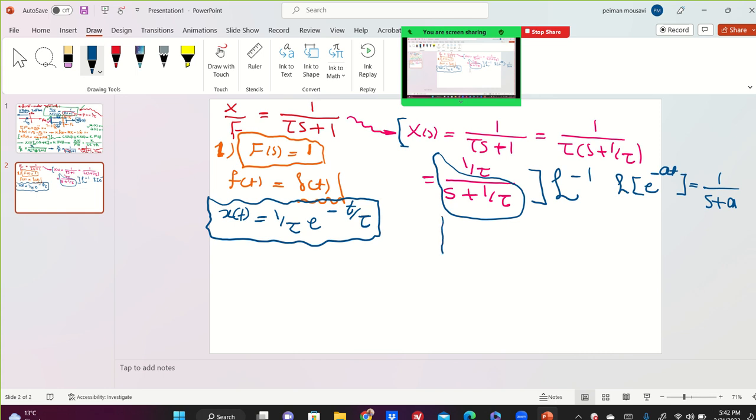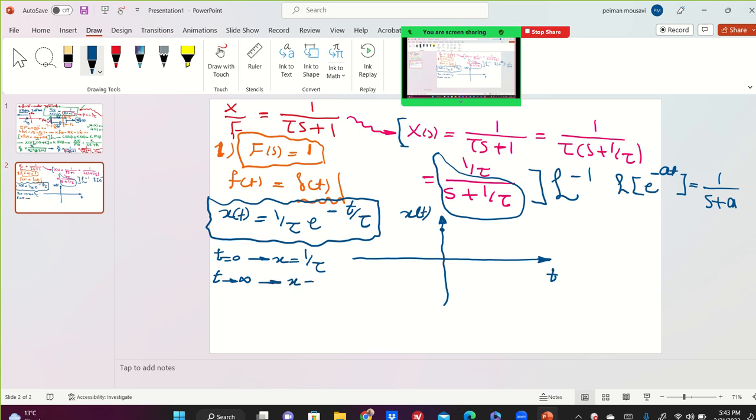If I want to plot it, and we're going to do it in Simulink together, for the first order systems, t and x(t). At time 0, x is going to be how much? At time 0 it is 1 over tau. At time infinity, x is going to be how much? If you put time infinity, this goes to 0. It's going to be 0. So you are going to have this.